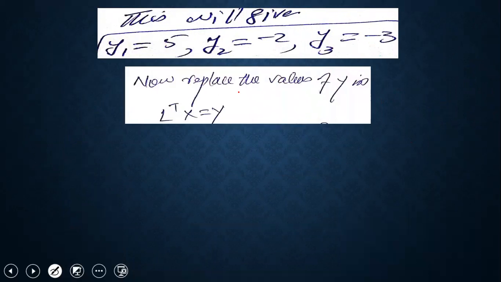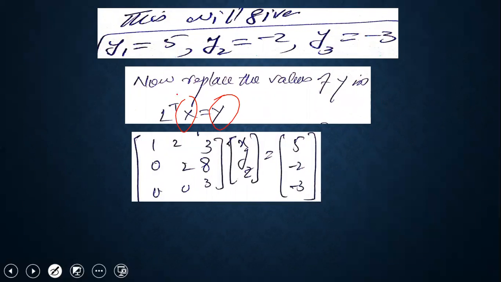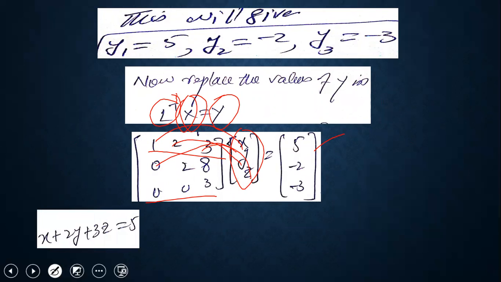Now put the values of y1, y2, and y3 you will get. Okay, now the task is to find the values of x. This y was the dummy variable that we have supposed. This was used for the simplification of the question. So here we are having the values of L transpose, X, that is x, y, z, and that is b. Now take the product, 1 into x, 2 into y, 3 into z, 0 into x. When you multiply this, you will get the first equation.